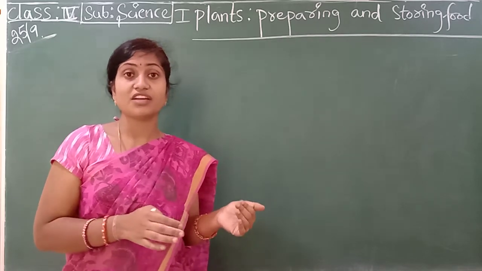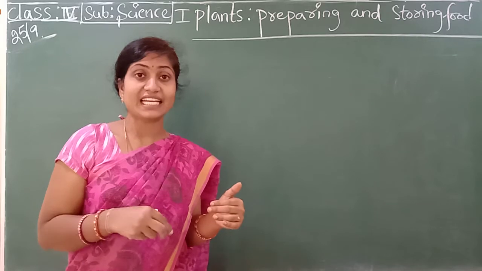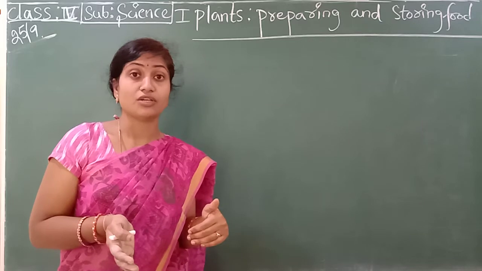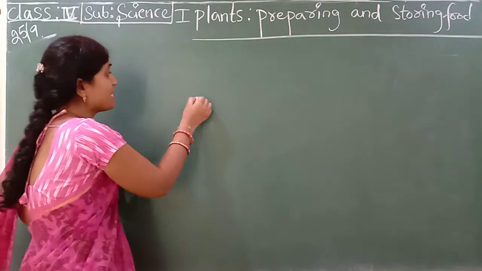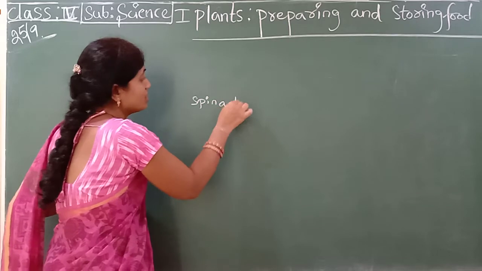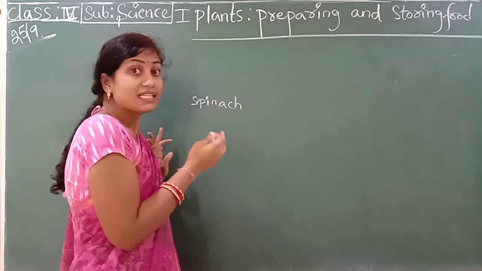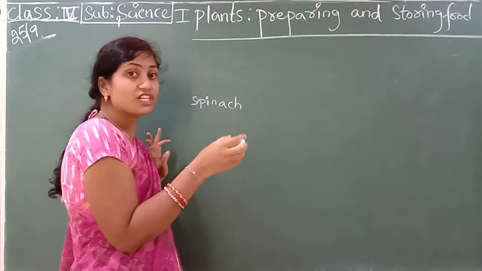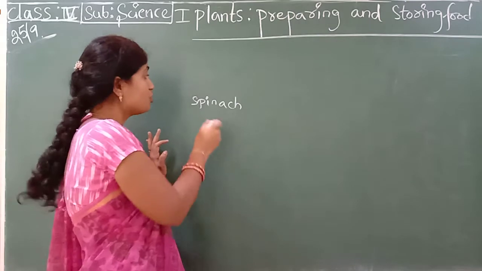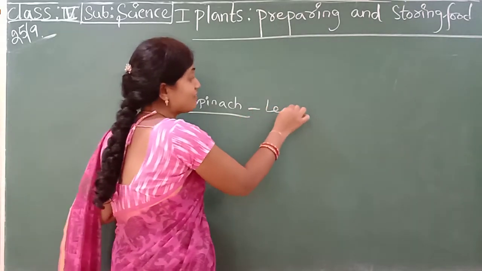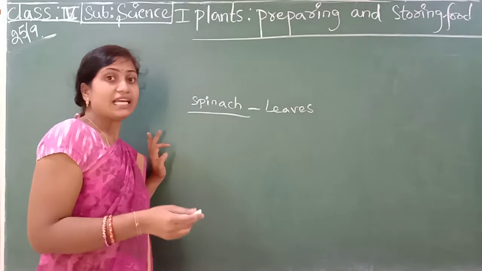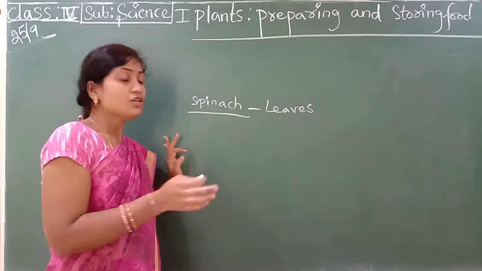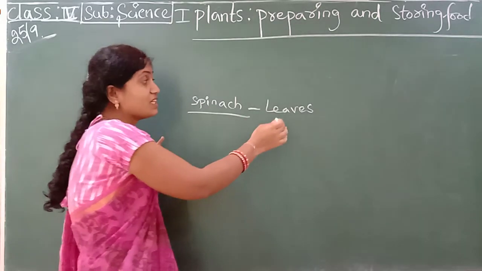In that starch only we are eating. The different parts of a plant can store it. For example, spinach. This is a leafy vegetable. The extra food is stored in the form of starch, and that is stored in the leaves. L-E-A-V-E-S, leaves. We are eating dal, spinach dal. In Telugu, palakura pappu. That is the spinach. The food is stored in the leaves only.